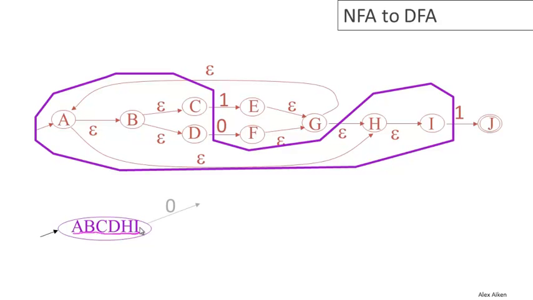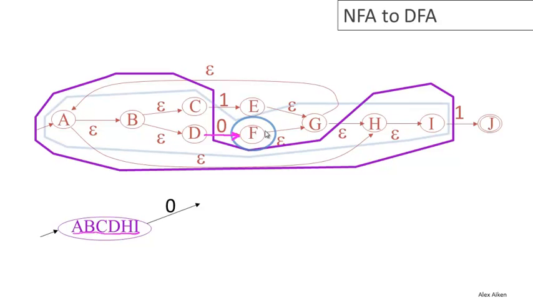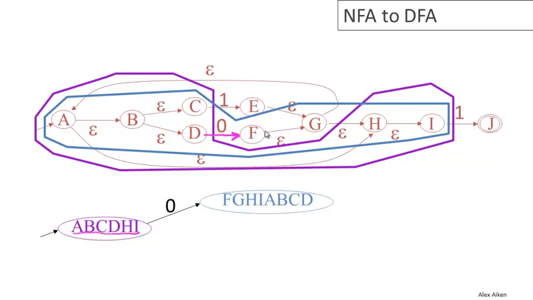So let's do input 0 first. And we can see, looking at the purple set, that there's only one possible transition, and that's from the state D to the state F. All right? So certainly the state F is included in the set of states that the NFA can reach. But then once we get to state F, there's a lot of epsilon moves that we could take. And so in fact, the second state of the DFA corresponds to a much larger set. It's the epsilon closure of F. And that is this set of states, F, G, H, I, A, B, C, and D. Okay, so this is the set of possible states that the NFA could be in after reading a single 0.